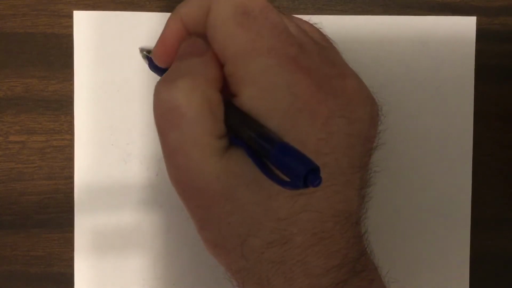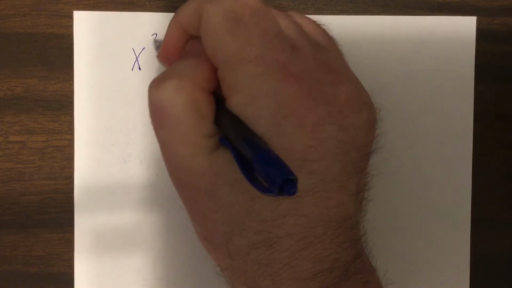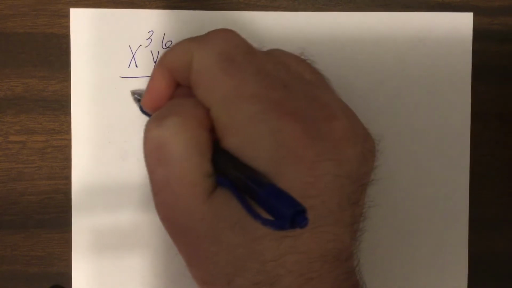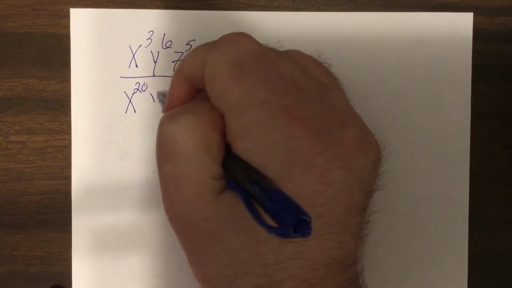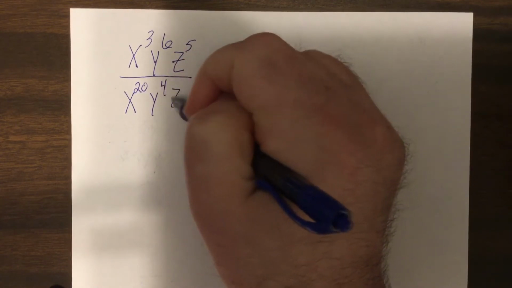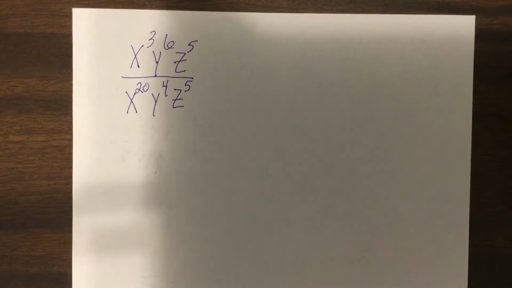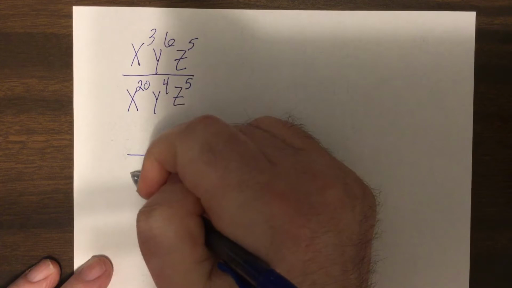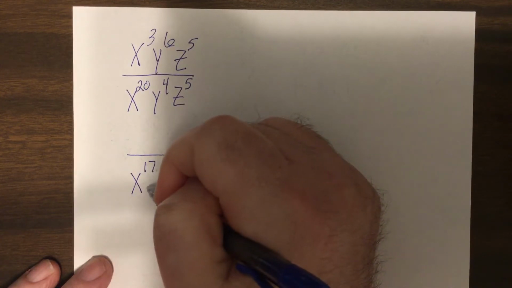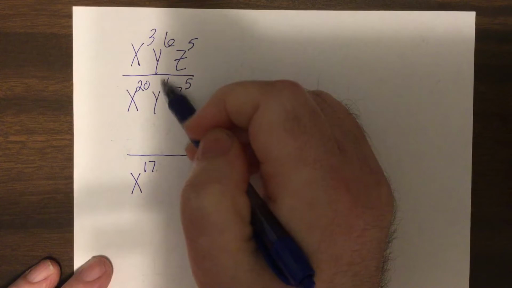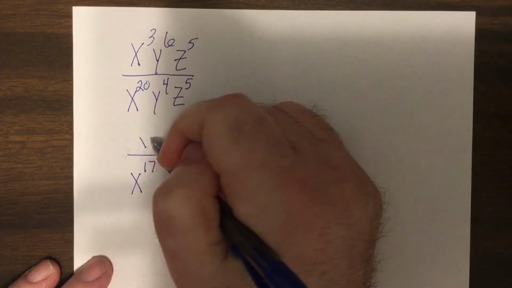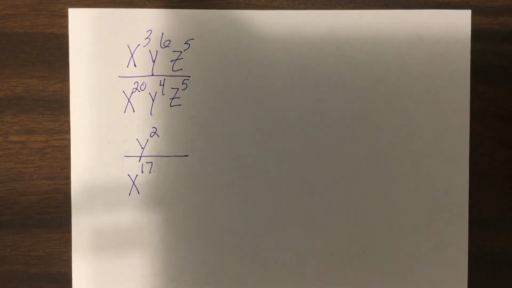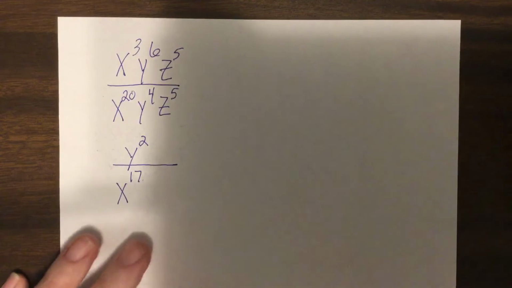So now I could actually do a whole monomial. x cubed y to the 6th z to the 5th divided by x to the 20th y to the 4th z to the 5th. So you'd say, okay, these 3 cancel with 3 of these. So you'd have 17 of them left over on the bottom. 4 of these cancel with 4 of these, so you'd have 2 left on the top, and anything divided by itself is 1. Of course, we have to exclude 0. We can never divide by 0.